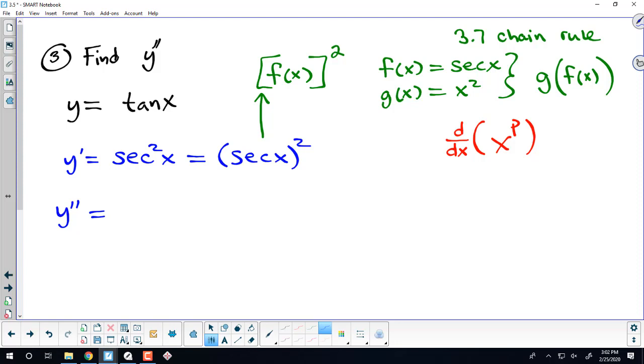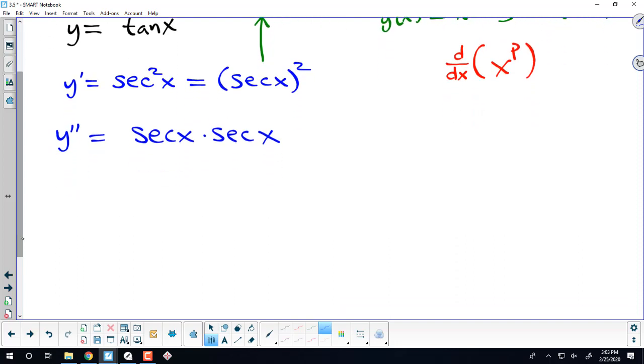Would we have to put secant squared times secant squared and use the product rule? Right. So we have a product rule here. It's secant times secant. So now we're going to use the product rule to do that. After 3.7, we will be able to find the derivative of secant quantity squared. But we have to talk about the chain rule first. So product rule.